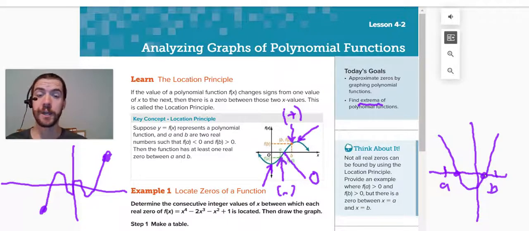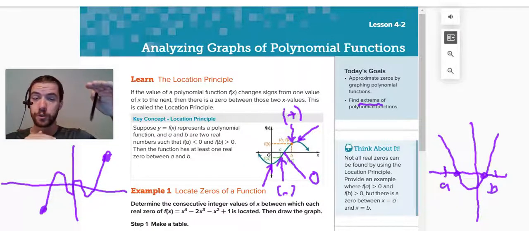Okay, so the location principle is not a rule that says you will only find zeros when it goes from positive to negative between two outputs of a function, but that you will find at least one. So if there is a positive value and a negative value, you are sure to find at least one 0 in between it. That is all the location principle is saying.